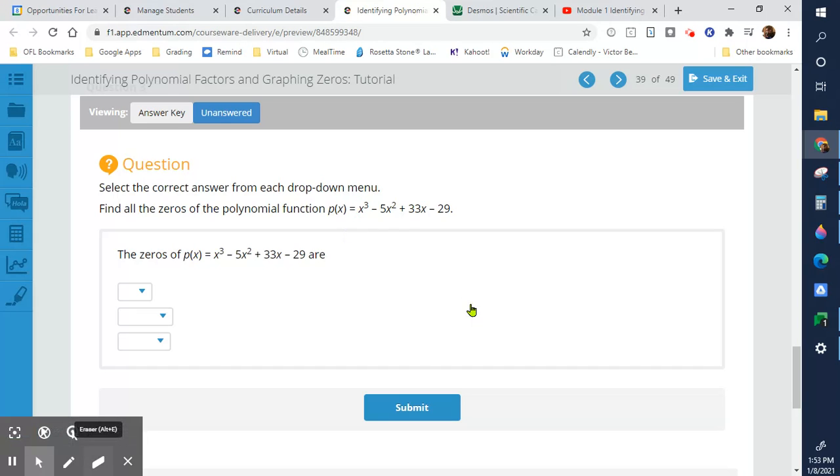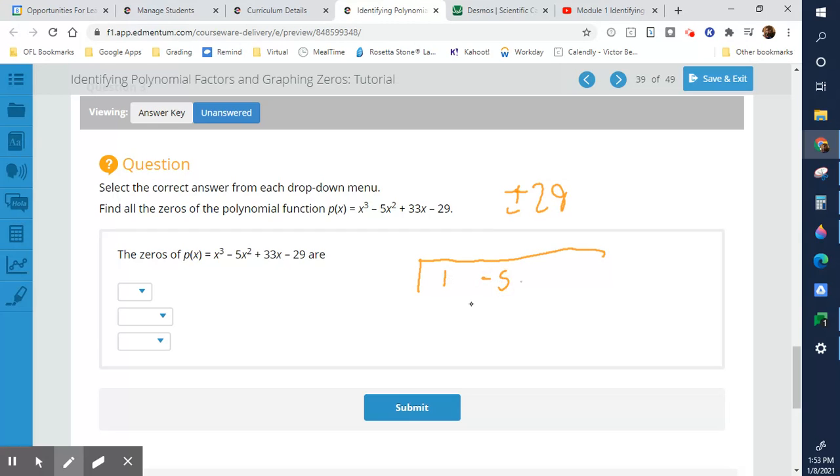And let's kind of get this started. So I believe, how have they been doing it? It's kind of like this. The 1, -5, 33, and 29, -29. All right, so first things first, I'm going to try 1. Is that an option? Because it's plus or minus 29, but 1 is always an option. And I'm willing to bet it's going to be 1 because guess what? There's a 1 here.